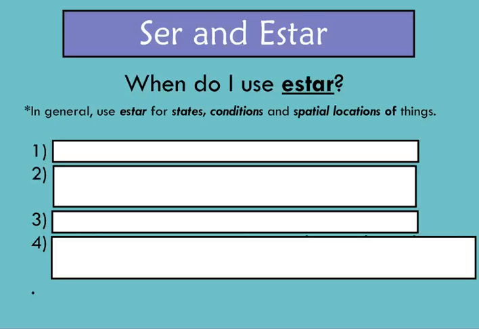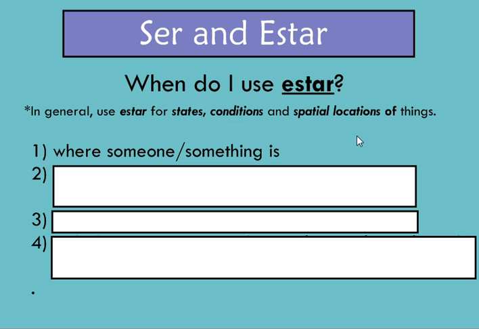Hola, this is part 2 of Learn at Home episode 1. This is the Ser en Estar lesson. We're going to start with uses of estar. So in general, estar is used for states and conditions and the spatial location of things, but there's a couple of other uses that make it really fun.